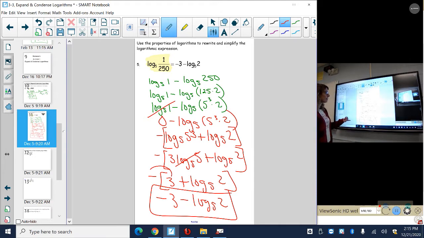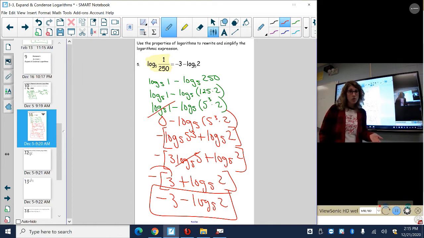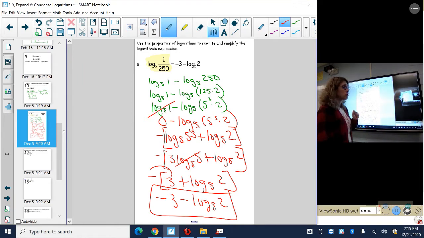I proved that the left-hand side is equal to the right-hand side. Now, I did one way. There's multiple ways you could do this. There's actually probably a shorter way, but this is one way that your brain could have done it. Okay?